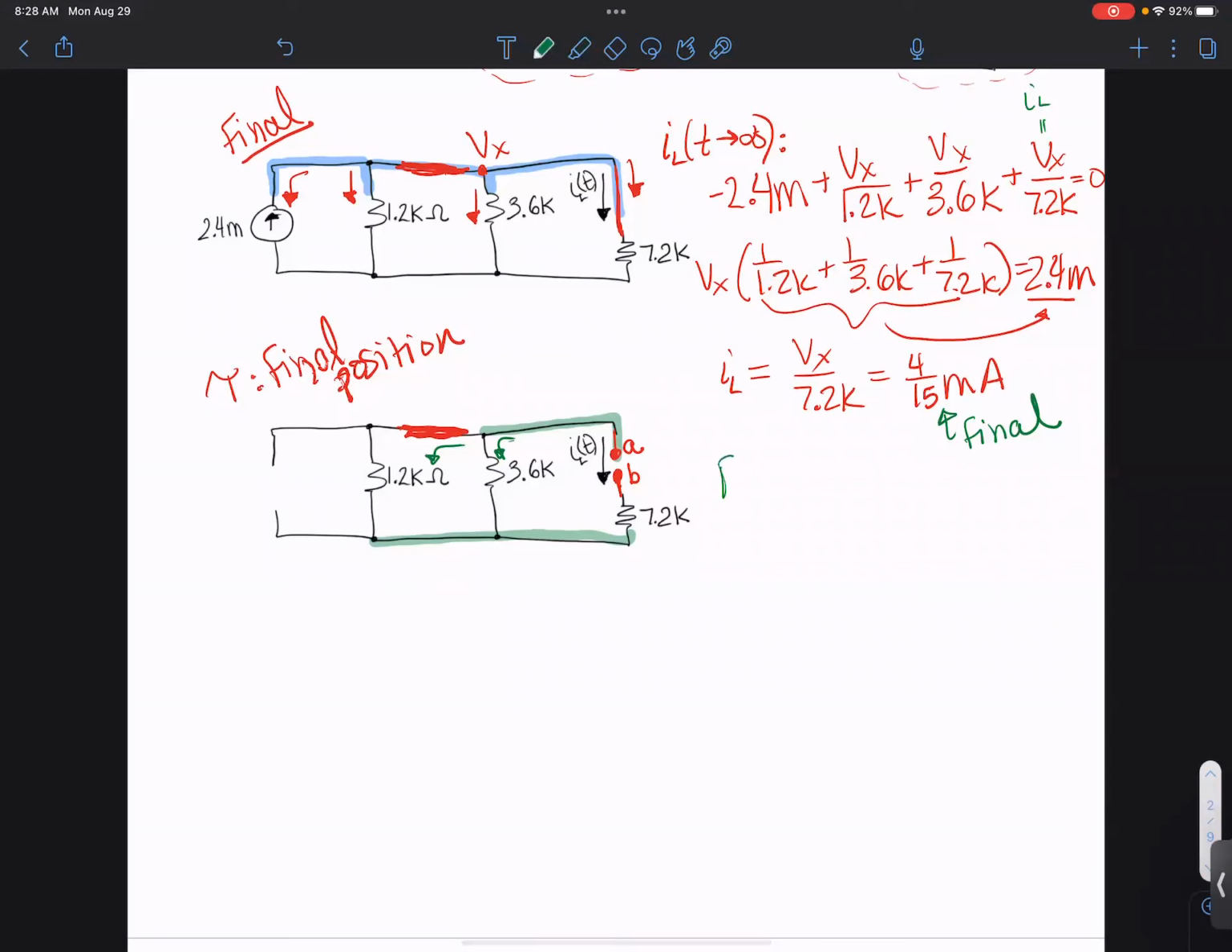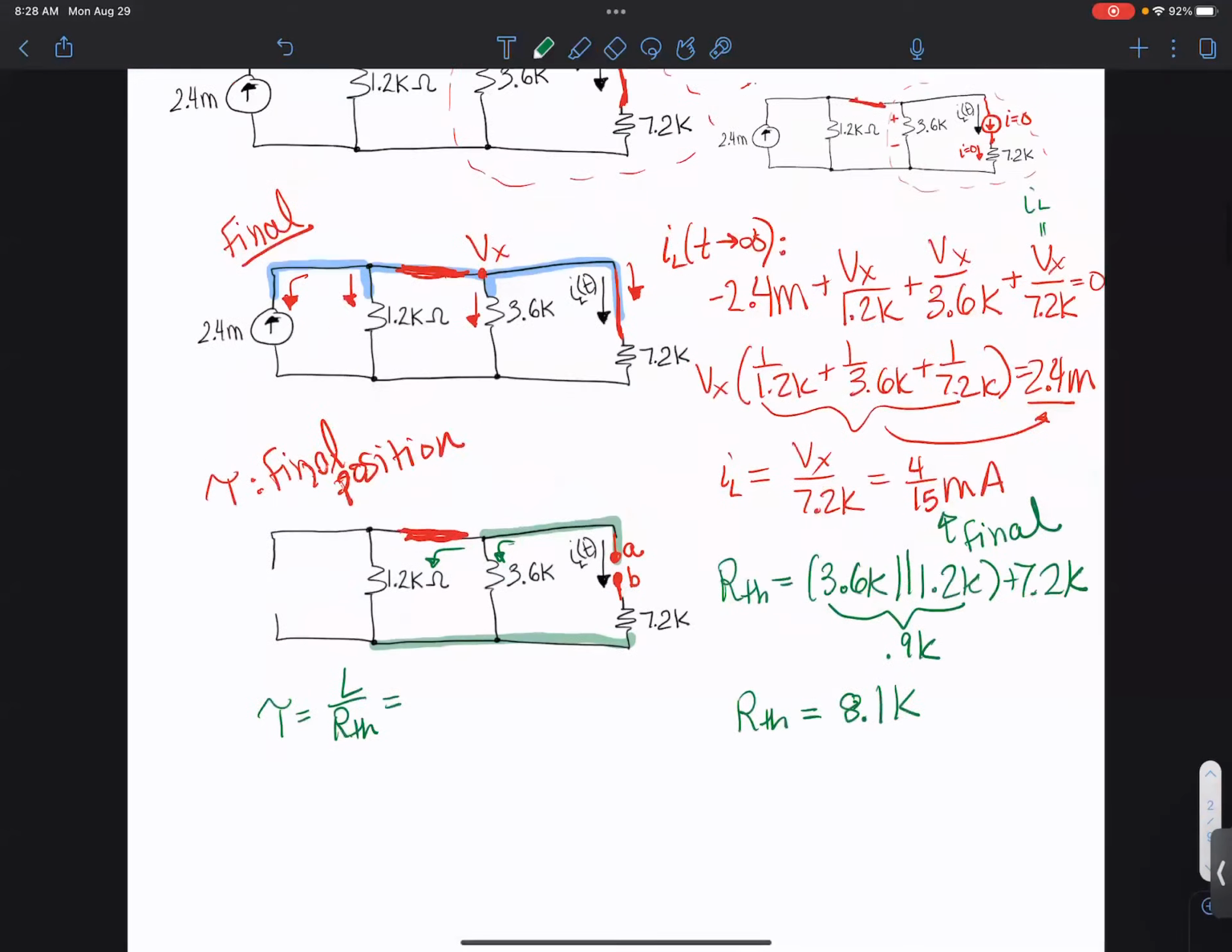So RTH here will be 3.6K in parallel with 1.2K plus 7.2K. And that ends up being 0.9 kiloohms. Oh wait, sorry. So this is 0.9. This is 8.1K. And tau is L over RTH. And L was 81 millihenry.